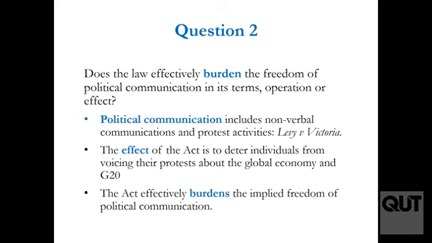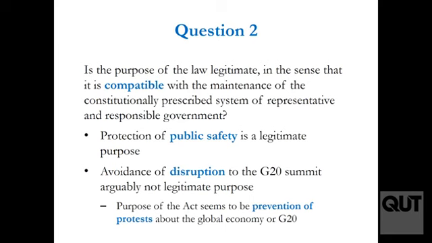Like I said at the beginning of the tute, I'm not going to go through this in detail again. We have just done an implied freedom question. Here there would be a burden, again, because what it is effectively doing is going to deter people from protesting about broadly political issues. So issues about the national economy, the global economy, the G20, potentially participants of the G20. So there will be a burden here.